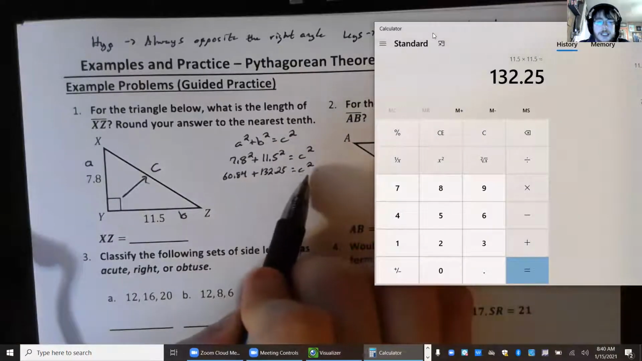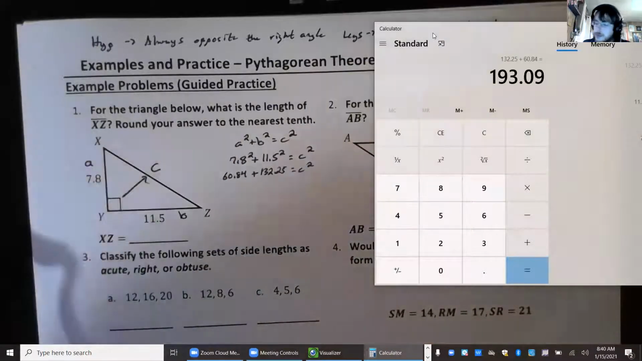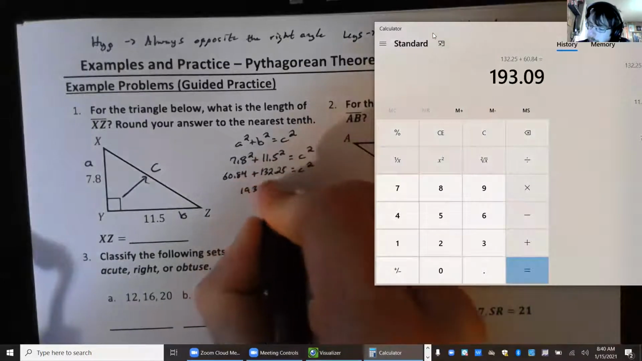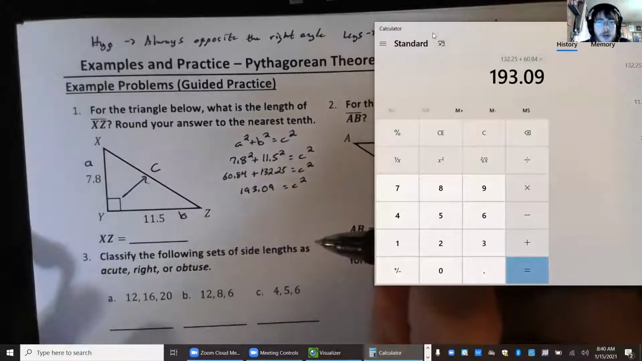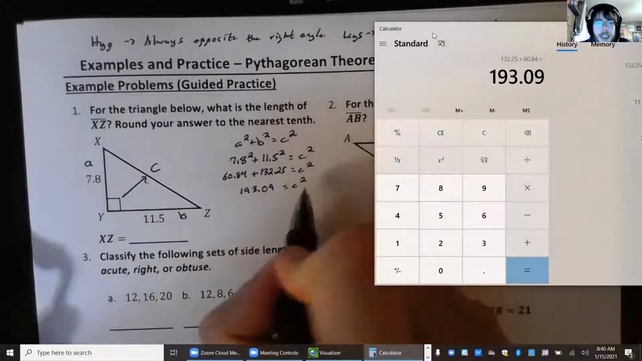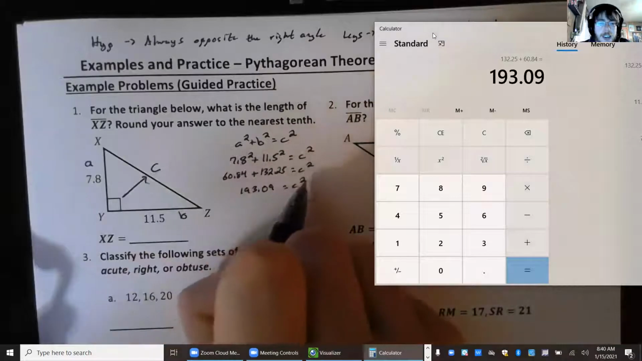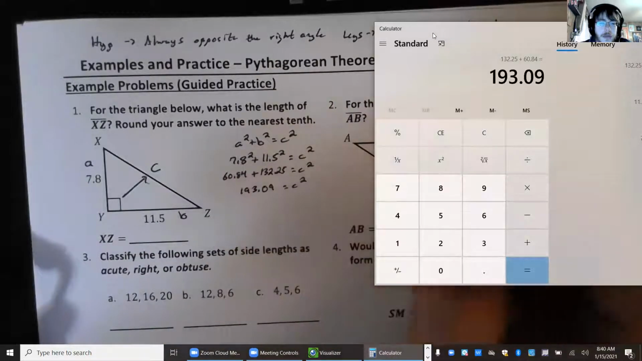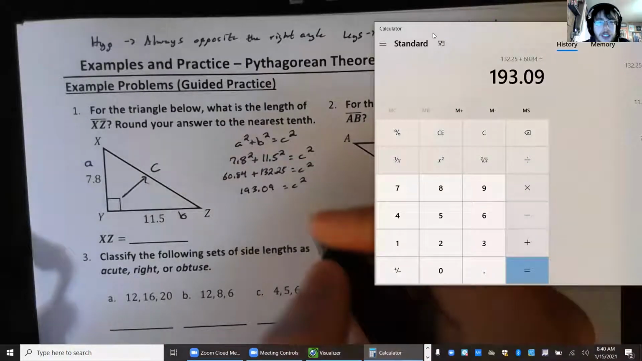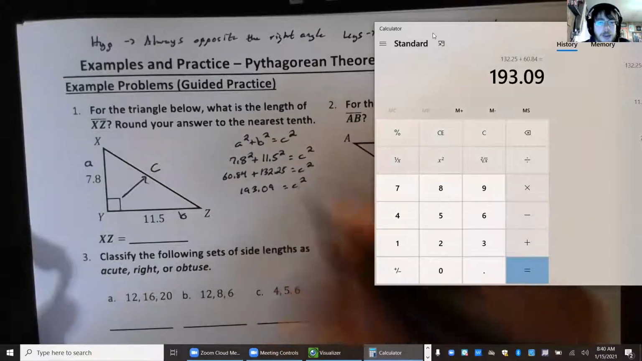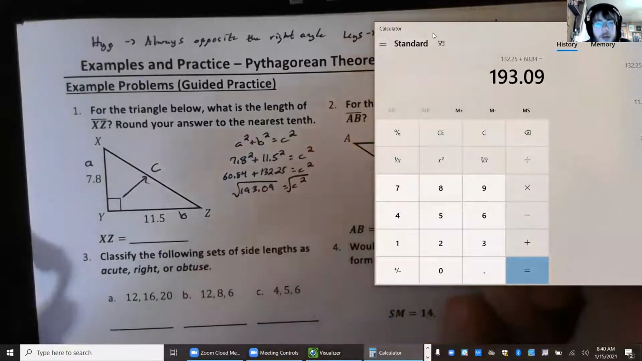C squared's already by itself, but we need to combine the terms on the left side. And so we get 193.09 equals c squared. Now, we still need to do one more step. We're not quite done yet, because the c is not by itself yet. It has a squared term with it. So just like when you're solving equations normally, you need to make sure that you do the opposite of that squared term to get rid of it. And the opposite of a square is a square root. So we're going to square root both sides.